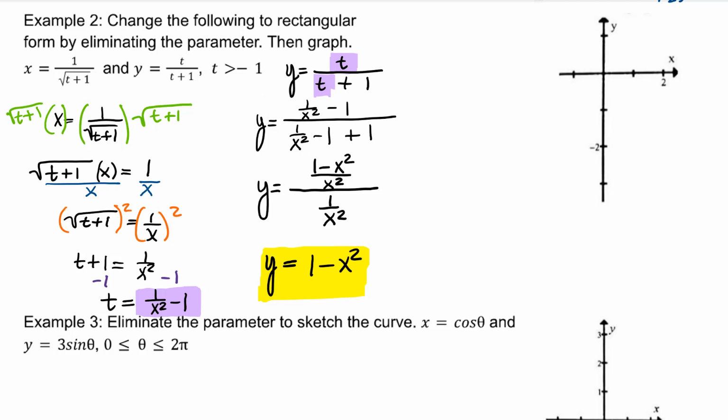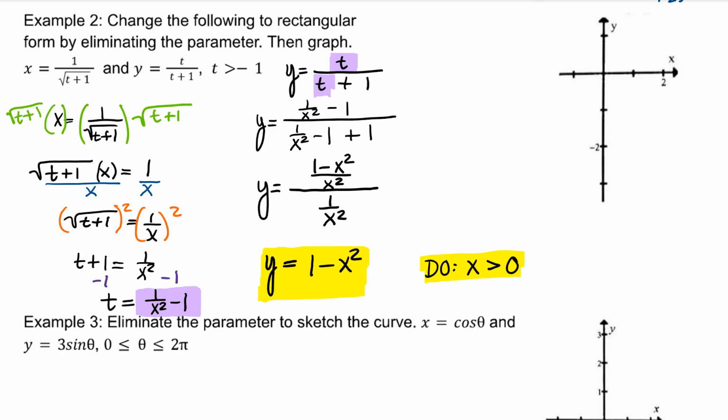Let's take a look at the x parameter. What can x be? No matter what, x cannot be 0. It's also not going to be any negative result, because once we square root t plus 1, we'll have a positive. So because t cannot equal -1 and x cannot equal any negative values, our domain must be x greater than 0.